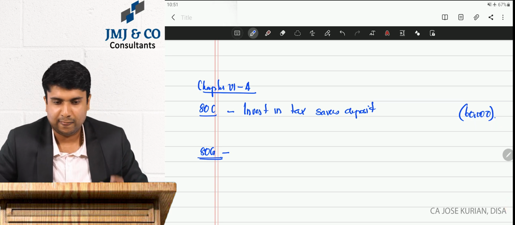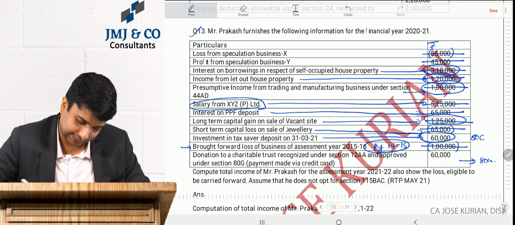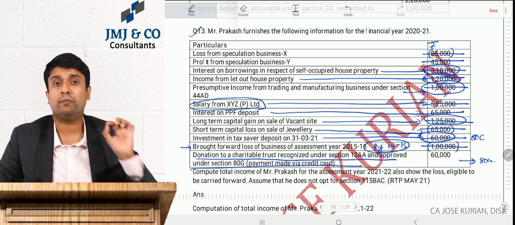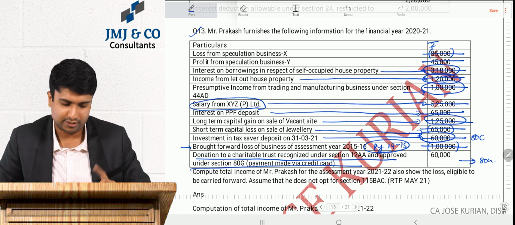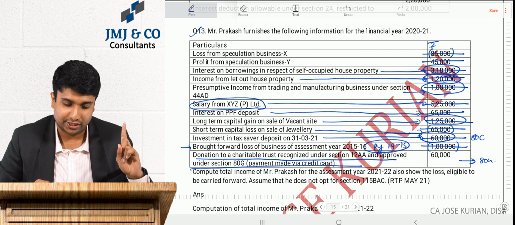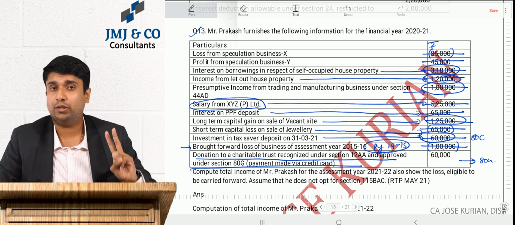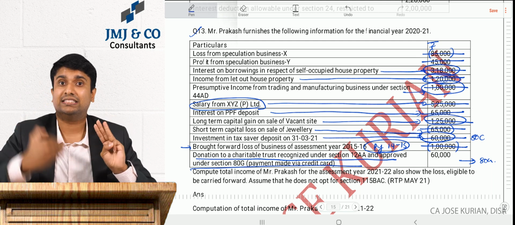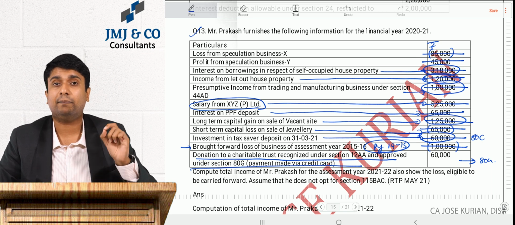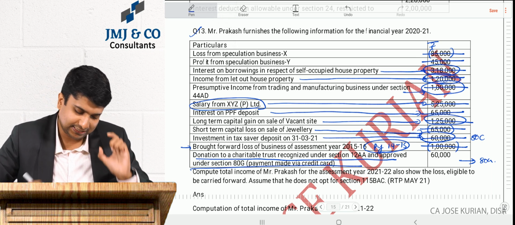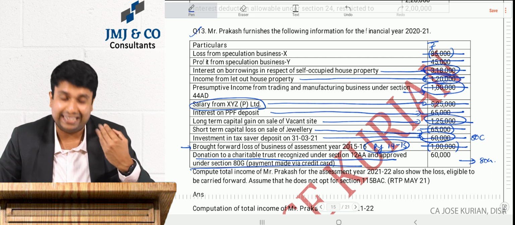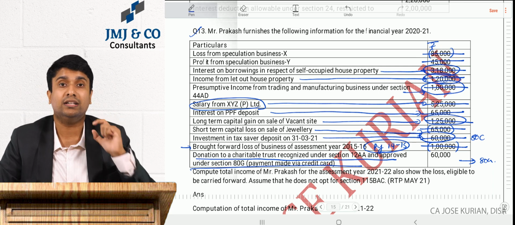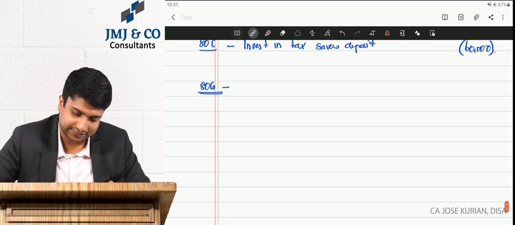And 80G. Let's see what exactly is the next item, that is 80G, donation to charitable trust. And friends, hope you remember, under 80G there are 4 categories of deductions. Category number 1, 100% deduction without ceiling limit. Category number 2, 50% deduction without ceiling limit. Category number 3, 100% deduction subject to ceiling limit. And category number 4, 50% deduction subject to ceiling limit. This donation to charitable trust, which is approved under 80G, will come under the 4th category: 50% deduction and also subject to the ceiling limit. So let's see what exactly is the ceiling limit.